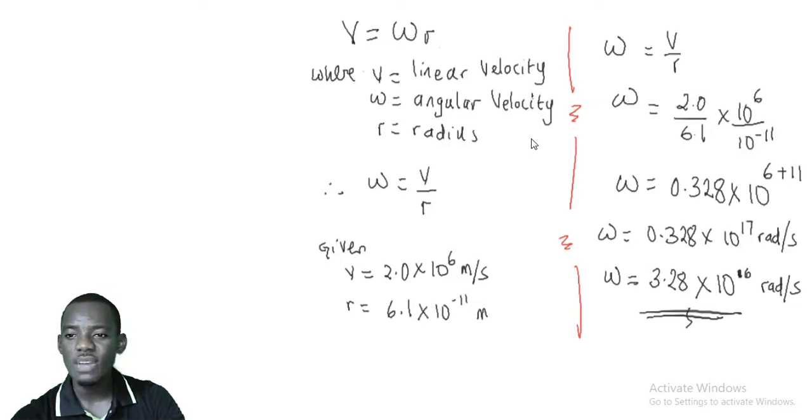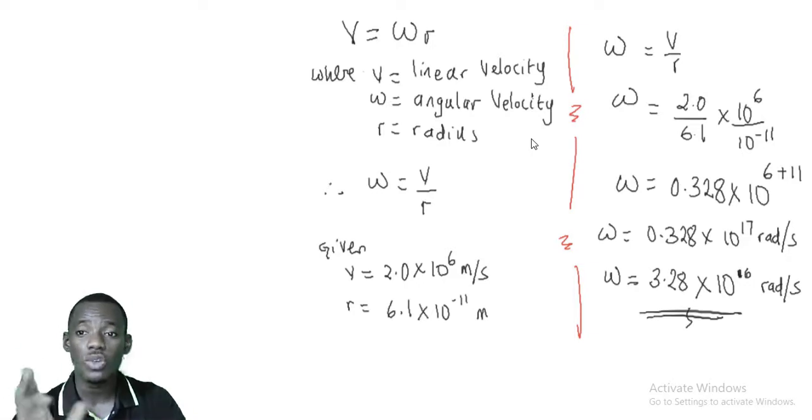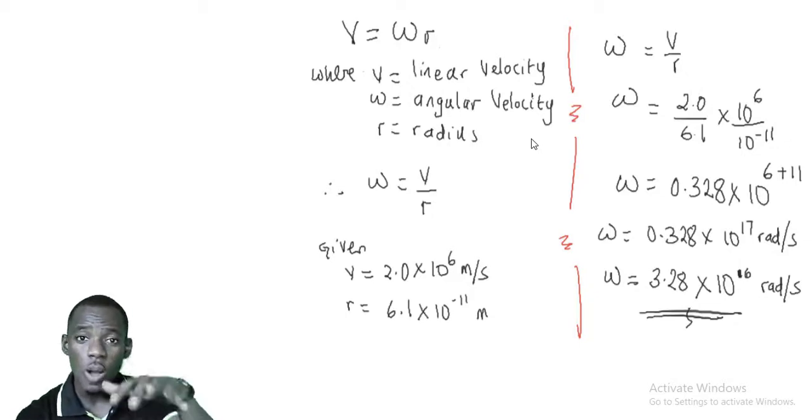Now deal with the 10 separately. Deal with the number separately. I always tell students not to solve the 10 and the number together in any calculation. So that's what I did now. I just did 2.0 divided by 6.1, and that gave me 0.328. You must do the numbers separately, then do the power of 10 separately.